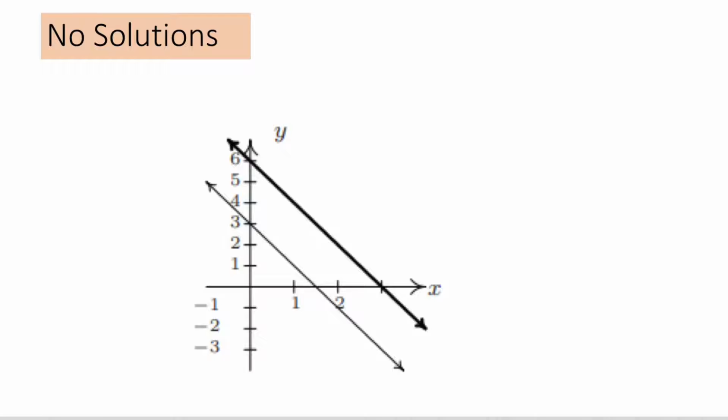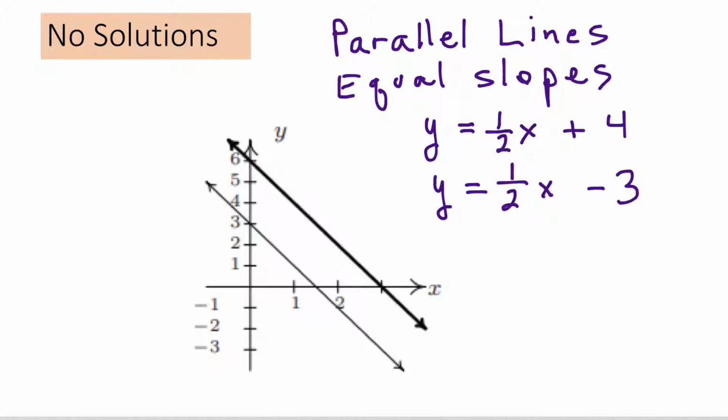The next case we're going to talk about is the case of having no solutions. So if you look at this picture here, you can see that these two lines are never going to touch. They're parallel lines. And if you recall, parallel lines have equal slopes. So these two lines right here are parallel, and we can tell because they both have a slope of 1/2. These are not these lines. I'm just showing you an example of what two parallel linear equations might look like. Notice that the y-intercepts are different.